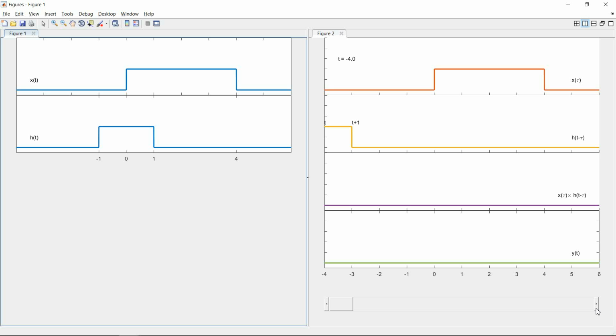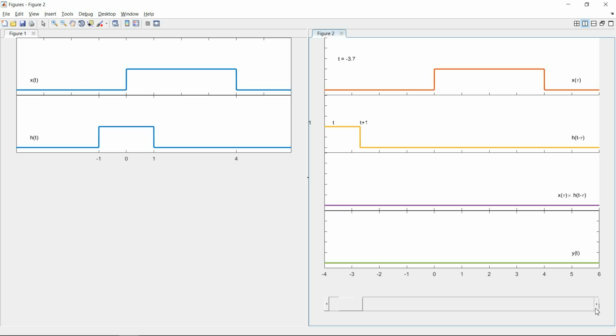Okay. Now what I'm going to do is use the slider to start incrementing my constant t. So let me slide it up a bit. And you can see now that for this particular value, let me slide it over until t equals negative 2. So now you can see that t, which remember 0 always maps to t, is at negative 2. The leading edge is 1 unit ahead, t plus 1, and the trailing edge is 1 unit behind, t minus 1. And there's still no overlap between x of tau and h of t minus tau. So I'm going to keep sliding it over.